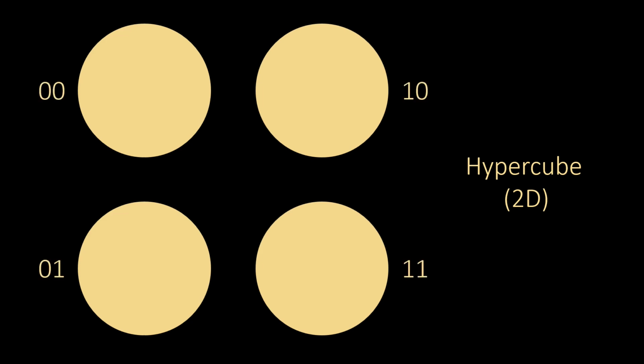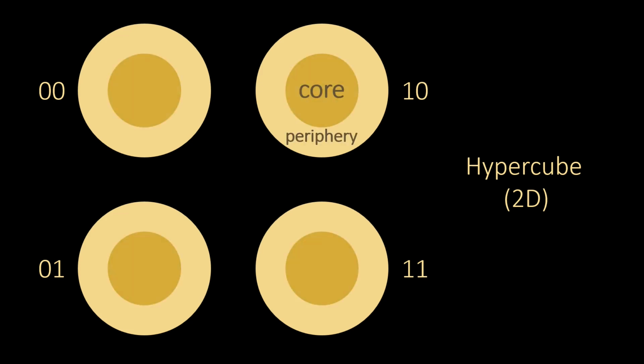Each node has an ID, so with 2 dimensions, each node has an ID with 2 bits. With 20 dimensions, each node has an ID which is a bit string with 20 bits. Each node has 2 zones, a core and the periphery.